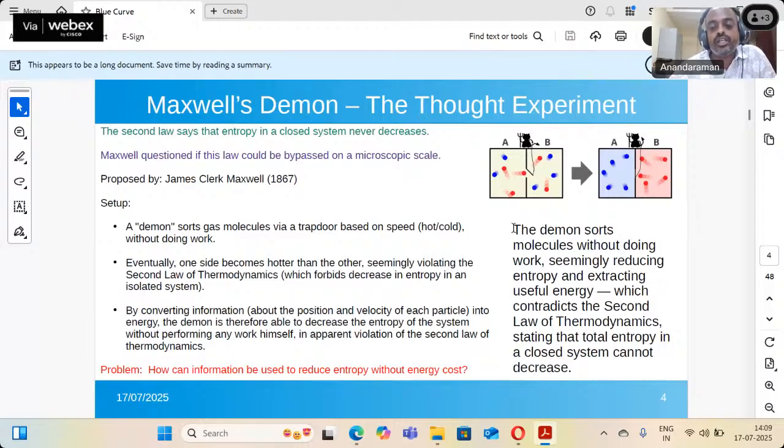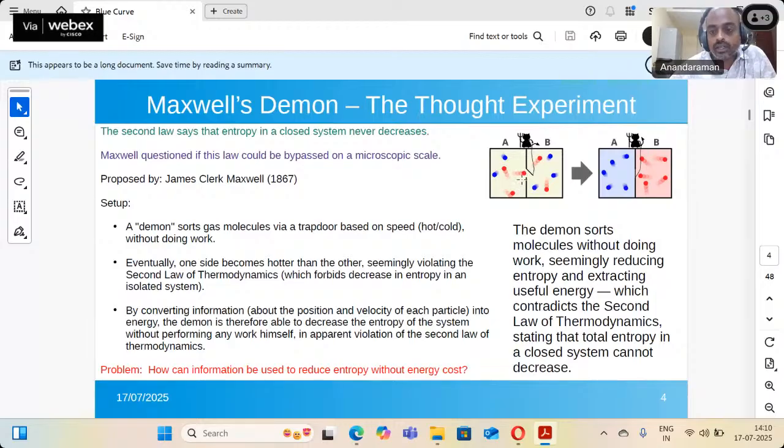So he is trying to disprove the second law of thermodynamics. The second law states that in a closed system entropy will never decrease, but he wants to disprove it. The demon is opening the door and closing the door, creating order in the system, so the entropy is getting decreased. So it was proposed in 1867.